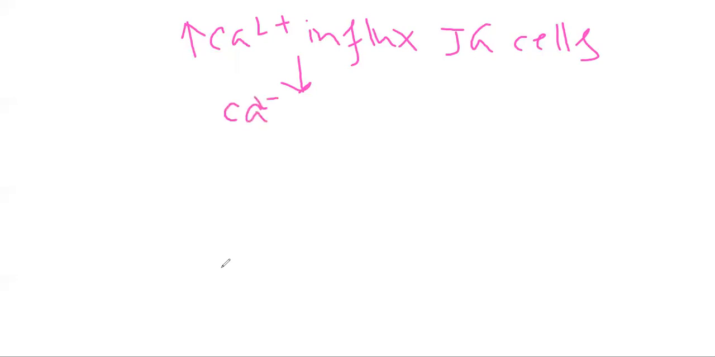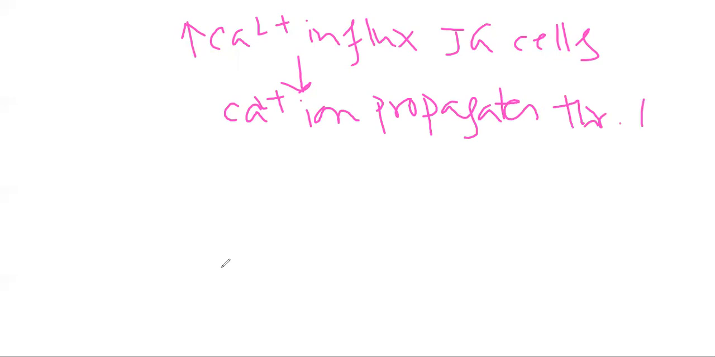So increased calcium ion influx into the JG cells, and adjacent to the JG cell there will be gap junction or the electrical window. So via this way calcium can propagate through the adjacent JG cells. Calcium ion propagates through the gap junctions and will reach into the afferent arteriole.